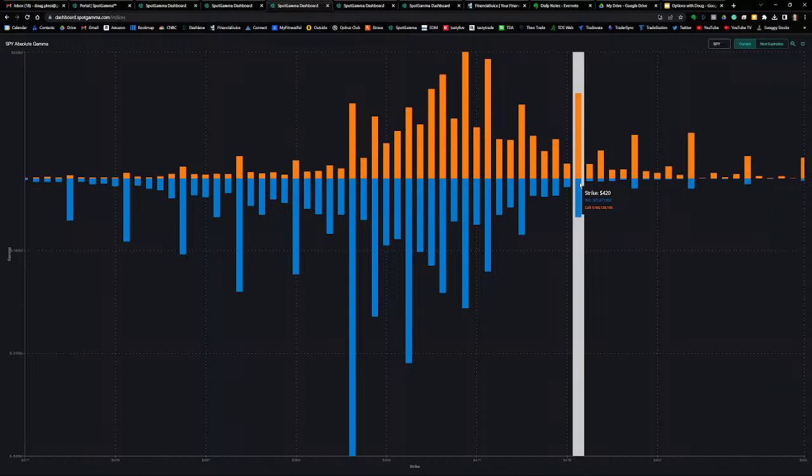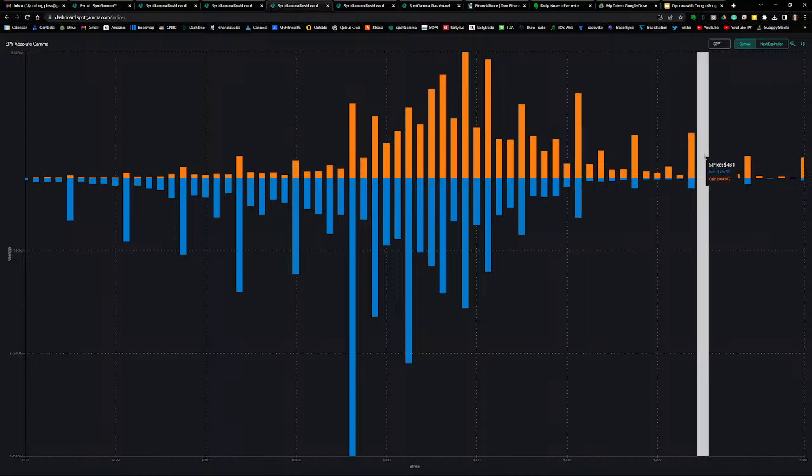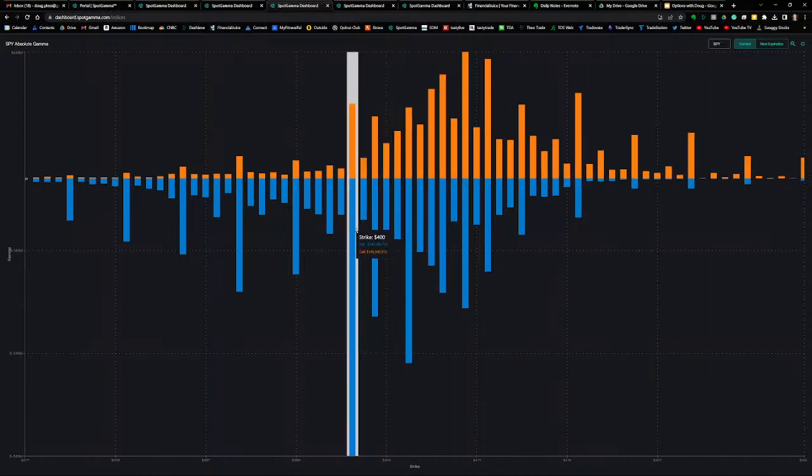And then the key gamma strike shifted lower, down to 400. And that is also the put wall. So 400 is the put wall, the strike with the largest net negative gamma, as well as the strike with the largest absolute gamma. And the call wall now has moved up to 420 from 415 yesterday.